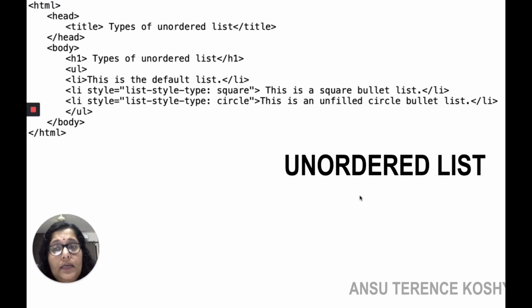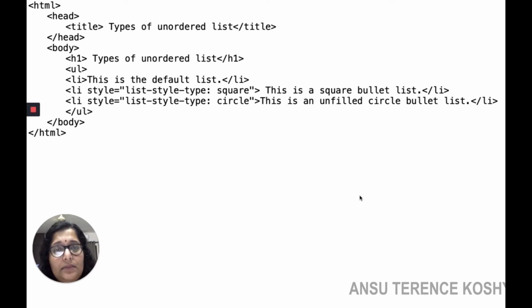Let's go through the last program for today. That is how to create an unordered list in HTML. Now, for that, every program as usual starts with HTML and ends with /HTML. In between, you have the head and body tag, right? In the head tag, this time the heading that we are giving is types of unordered list. This will appear on the title bar of the web page.